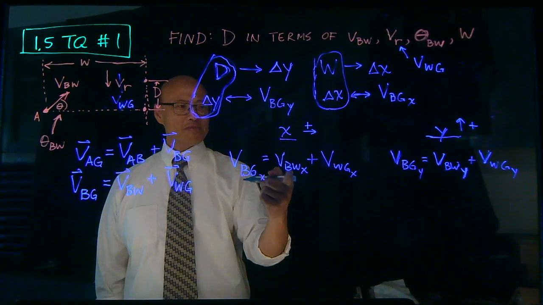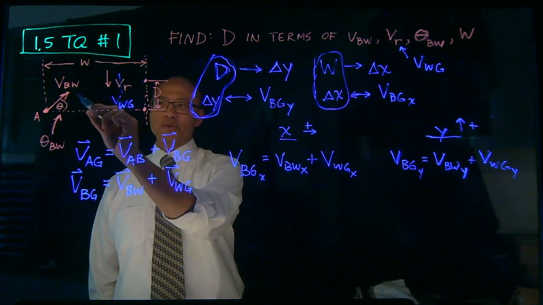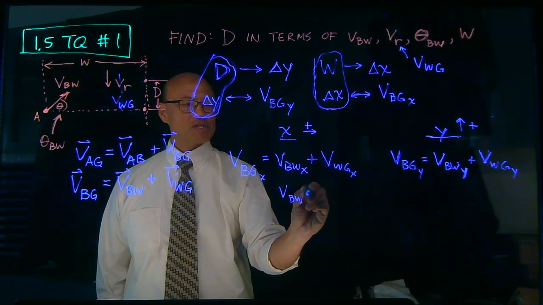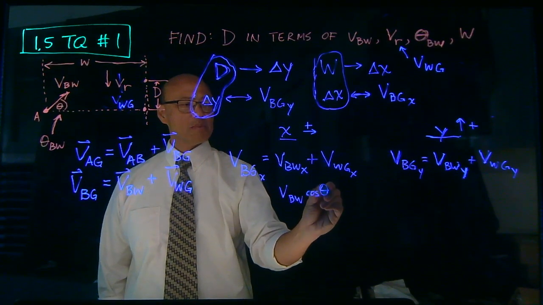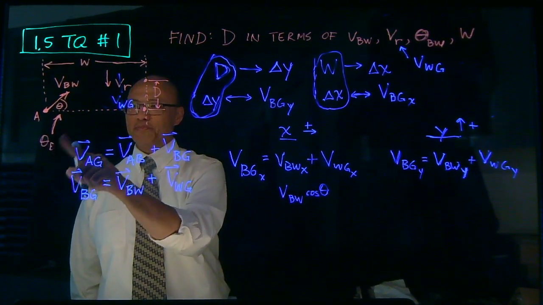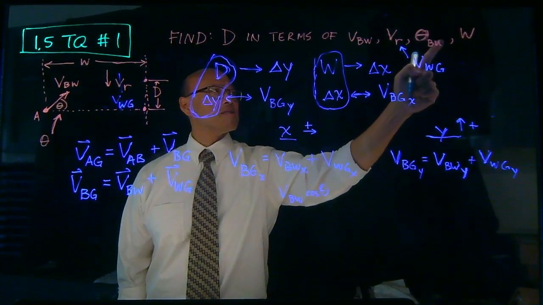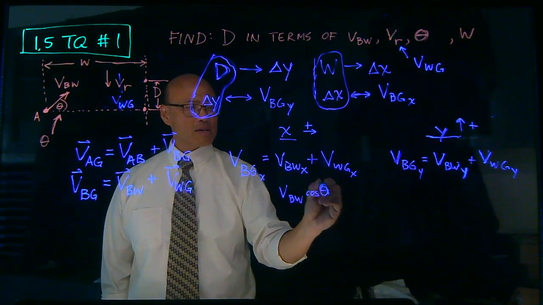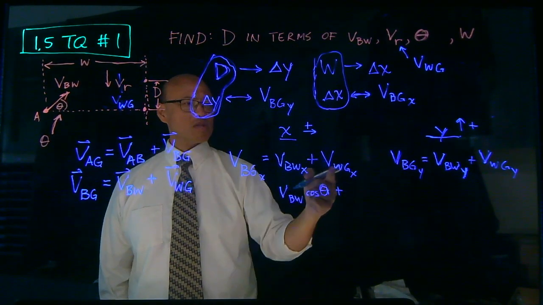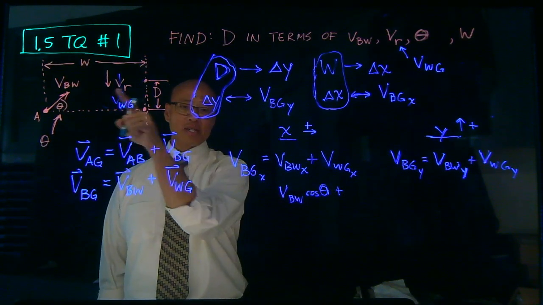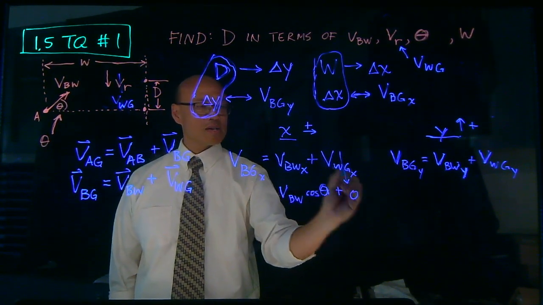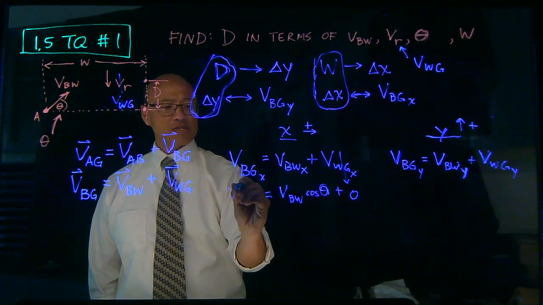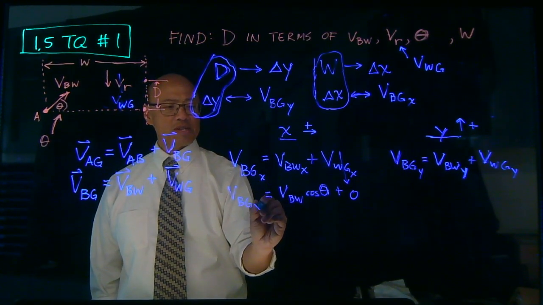VBGX, that's going to be the velocity of the boat relative to the ground in the x direction. I've got the velocity of the boat relative to water, but in the x direction, that's just going to be VBW cosine theta. I'm going to drop the BWs. Okay, so that's cosine theta right there. Plus, oh, this is nice. What's the velocity of the water relative to the ground in the x direction? 0, because it's only flowing this way, right? So that's 0. That's got to be my velocity of the boat relative to the ground in the x direction.